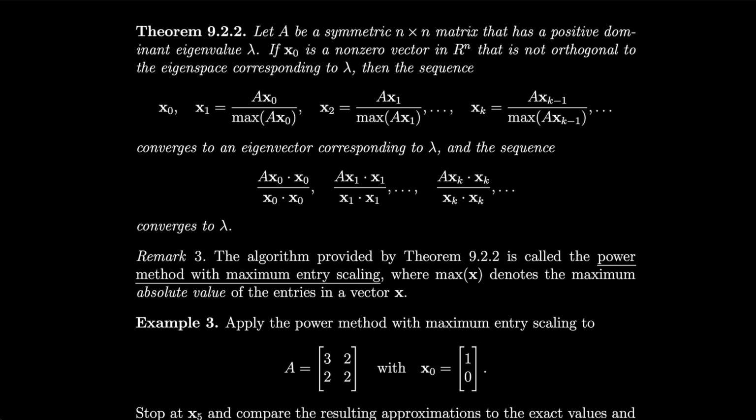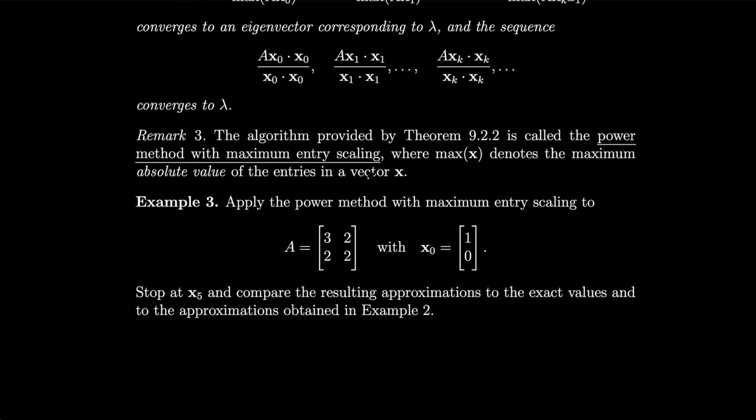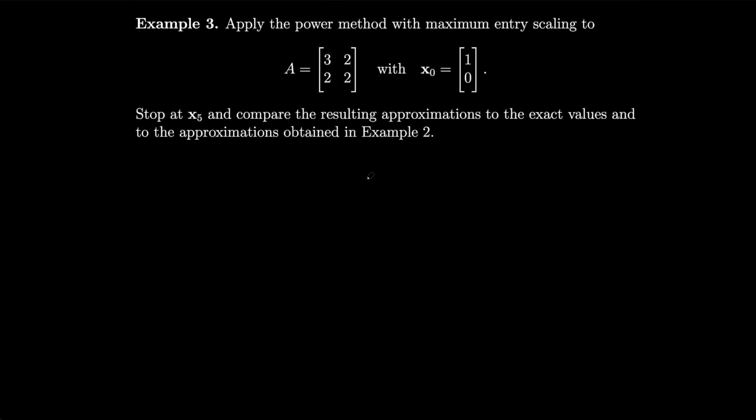So what we're saying is that we have another algorithm called the power method with maximum entry scaling, where this max x denotes the maximum absolute value of the entries in a vector x. So max Ax0 is the maximum absolute value of the entries in the vector Ax0. How about we apply the power method with maximum entry scaling to the matrix and x0 given in the previous example? We'll again stop at x5 and compare the resulting approximations to the exact values and to the approximations we obtained previously.